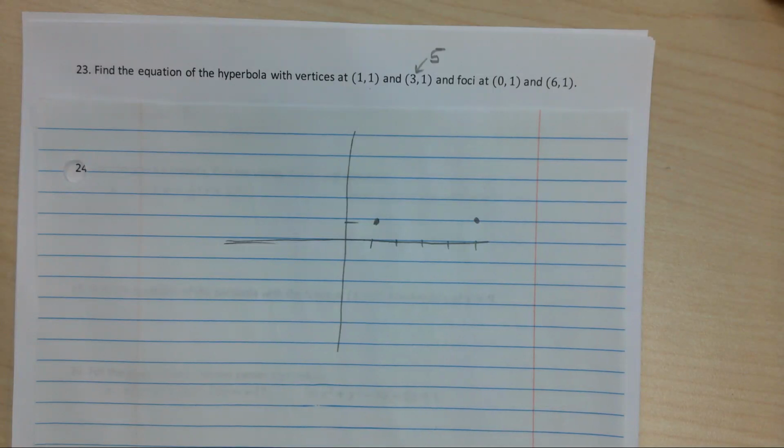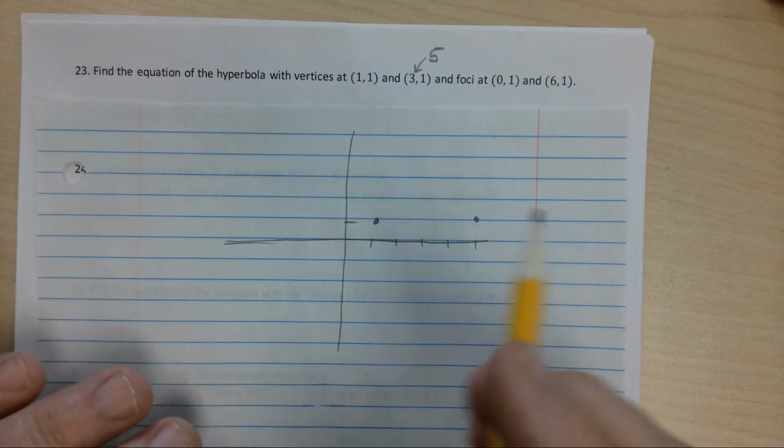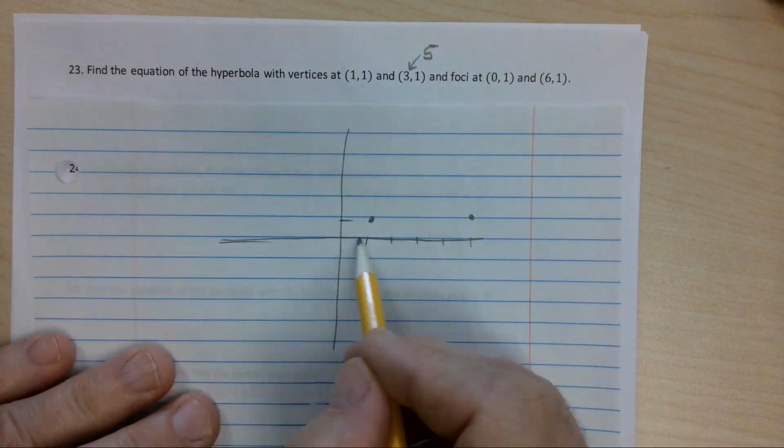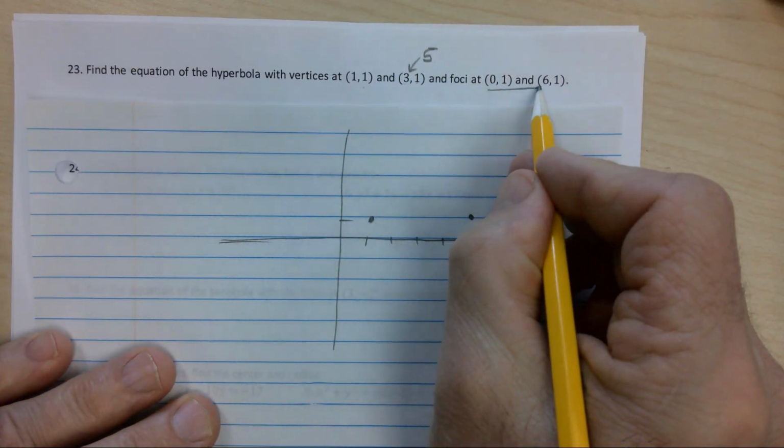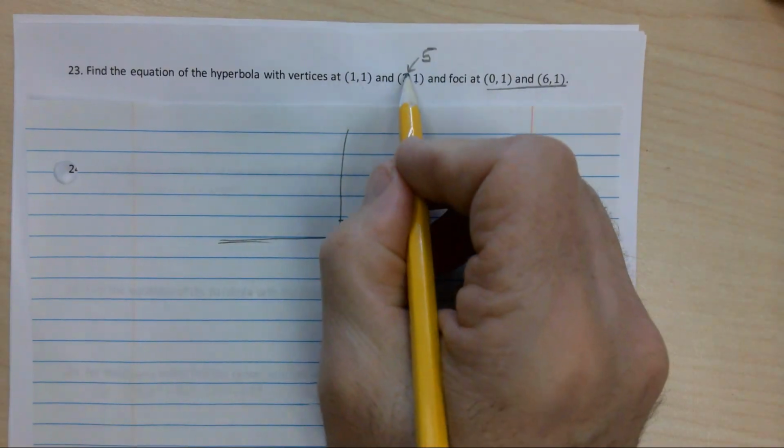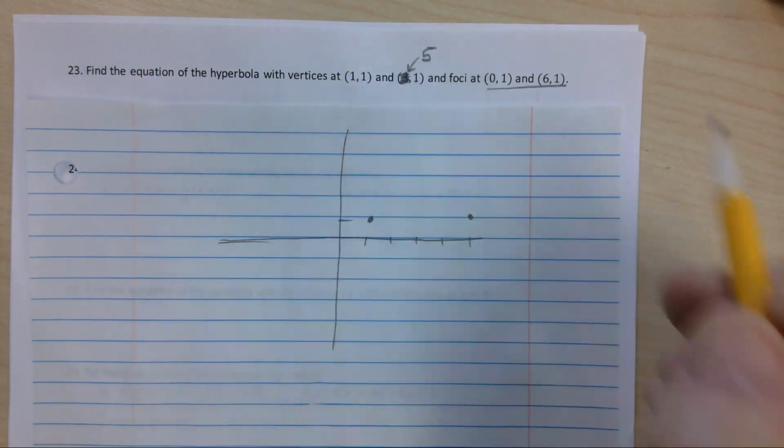Alright, to start number 23, I think I sniffed out a little typo, but we'll talk about it. It says, find the equation of a hyperbola. I tried 3, 1, but it's a mess. It just doesn't work. But if we use 5, 1 with these foci, it works. So let's make that a 5 and deal with that.